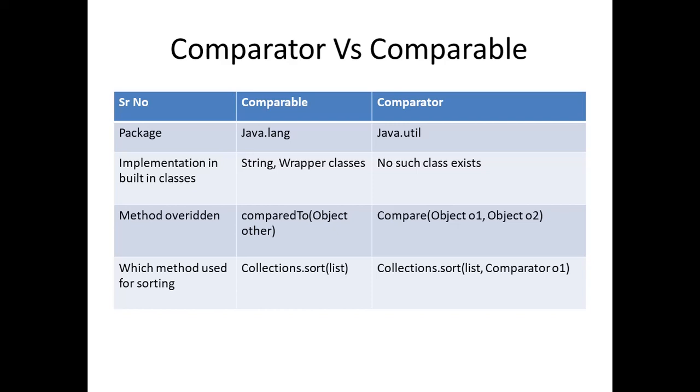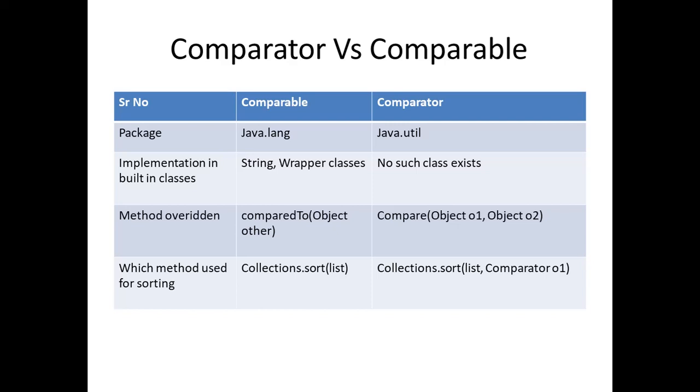Now for implementing the comparator interface, there is no such built-in class made available in Java which implements the comparator interface on its own. No, it's not there. Now, which is the method which you should be overriding? compareTo is the method which you should be overriding in the comparable class, and compare is the method which you will be overriding in the comparator class.